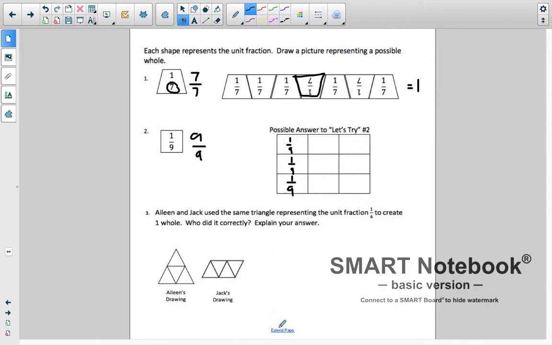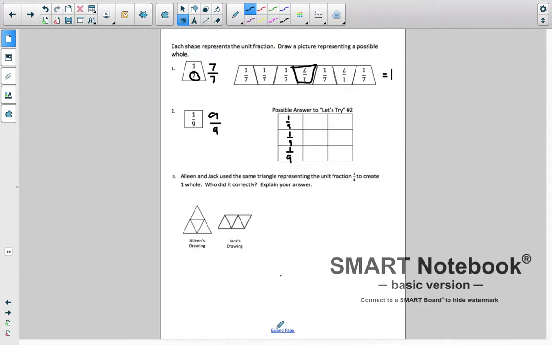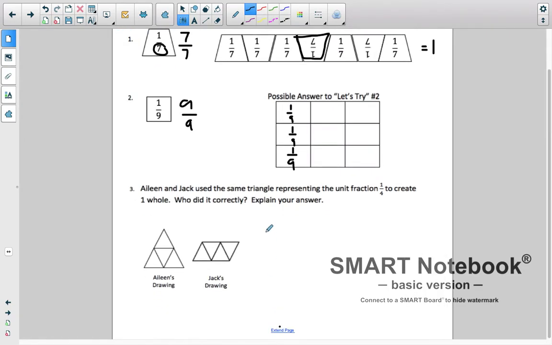All right, let's look at number 3. It says, Eileen and Jack use the same triangle representing the unit fraction 1/4 to create one whole. Who did it correctly? Explain your answer. So I'm going to look at Eileen's first. She is using a triangle, and we have to make sure that she has 4 pieces because remember, it has to be 4/4, 4 pieces, and each piece has to equal 1/4. So let me count her triangles. 1, 2, 3, 4. She did use 4 pieces, and each triangle is going to equal 1/4.